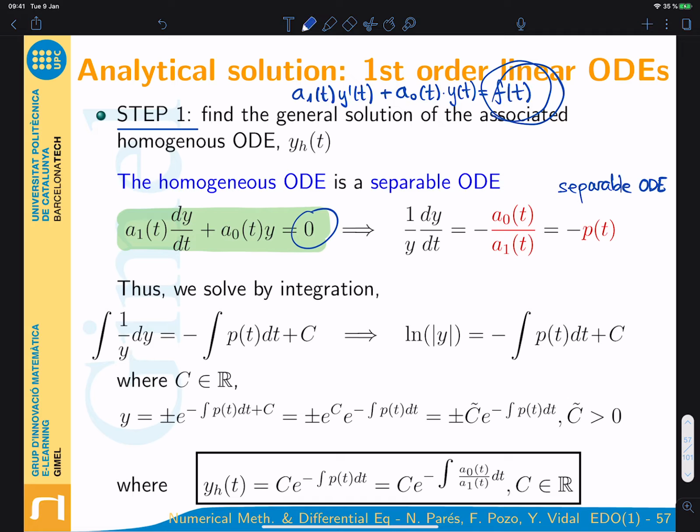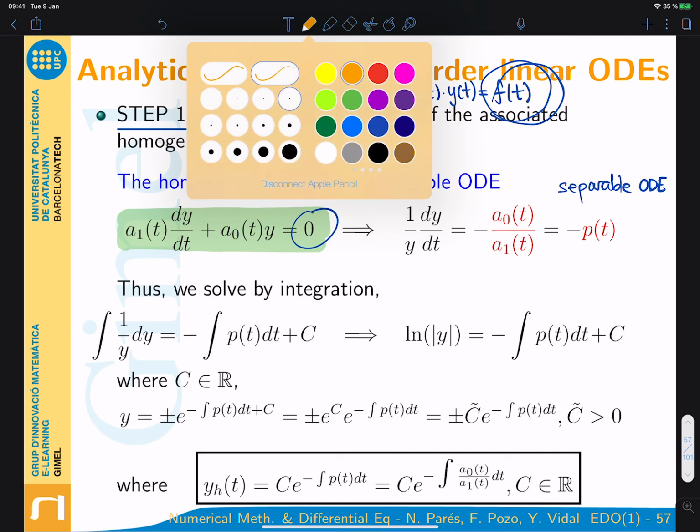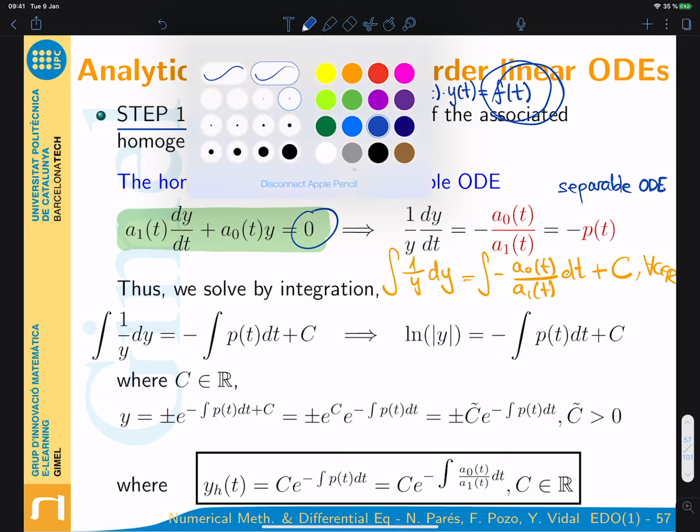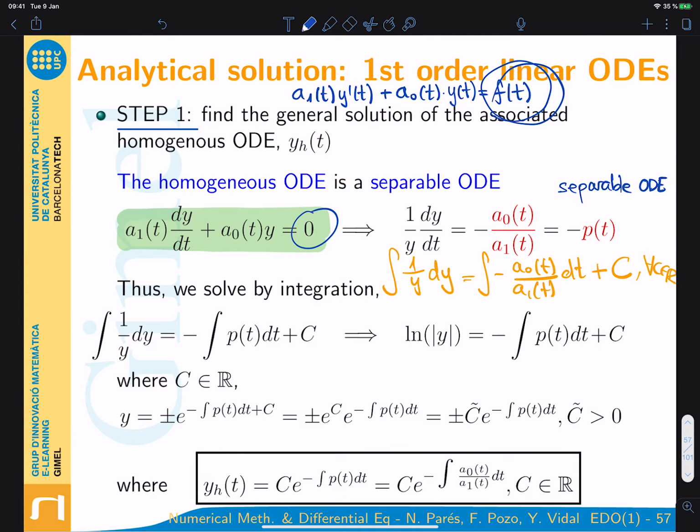I will compute the integral of the left-hand side with respect to y and the integral of the right-hand side with respect to t, plus an integration constant that can be any real number. Okay? So that's the way we will proceed to solve it.